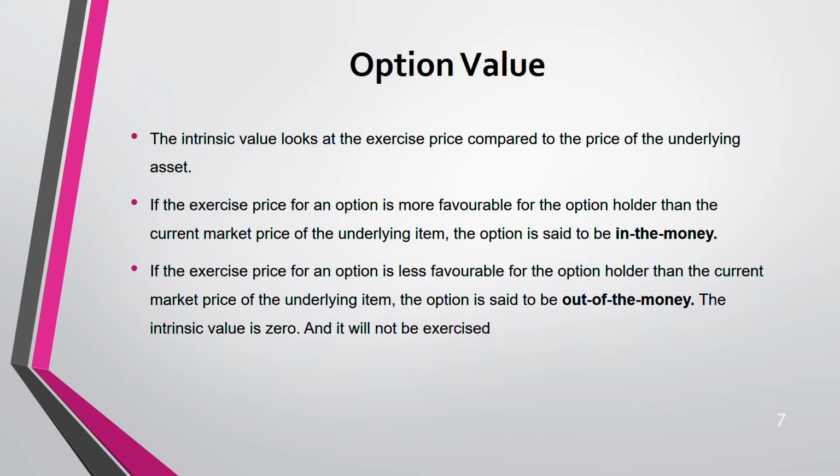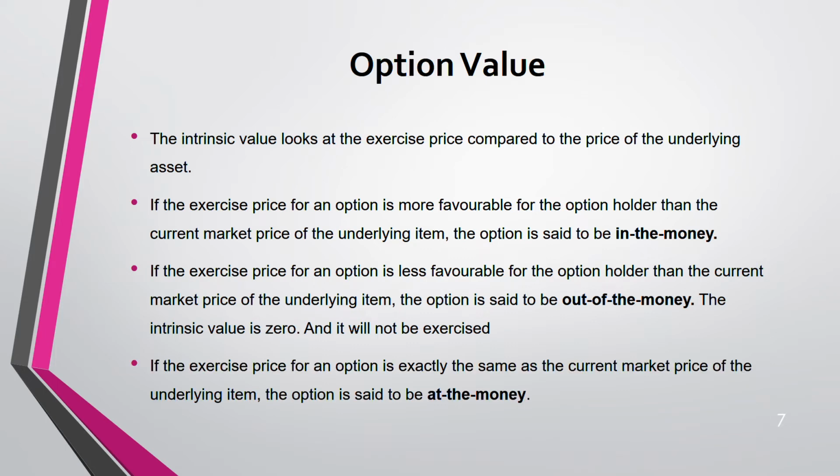If it's the other way around, the exercise price is not favorable, then the option is out of the money. That means intrinsic value is 0. It can never be negative. I have already told you, underlying minus exercise price. It cannot be negative. If it's negative, the value is 0 only. That's why intrinsic value is 0. And if it's 0, out of the money, the exercise price is not favorable. Why will you exercise the option? The option is not exercised.